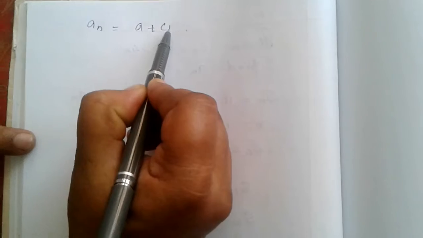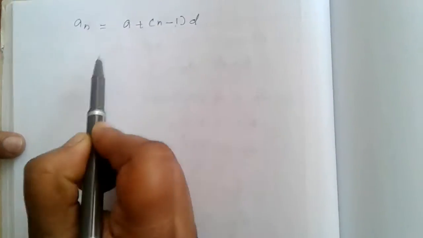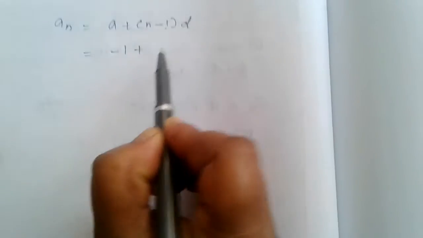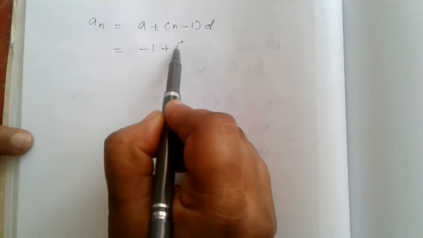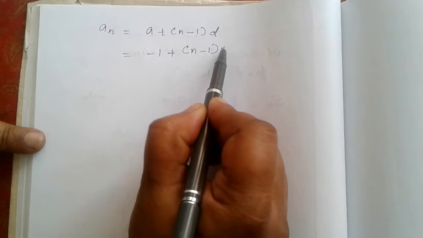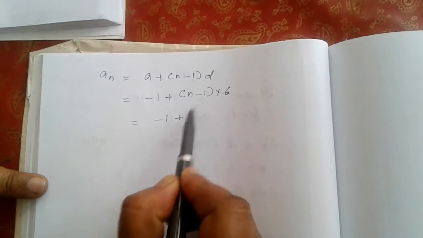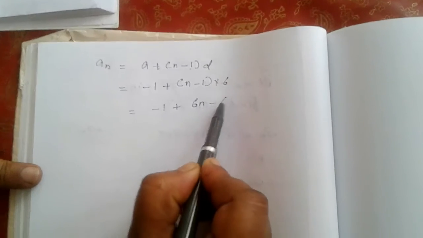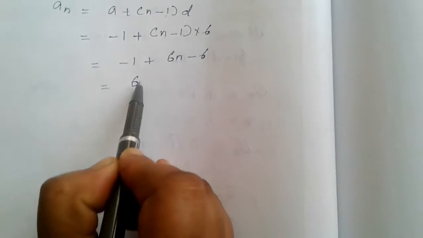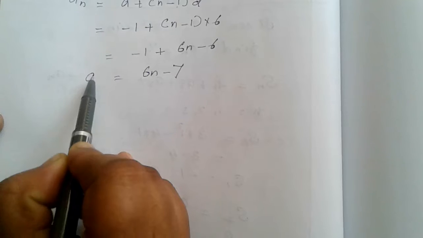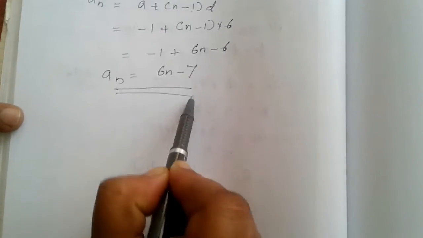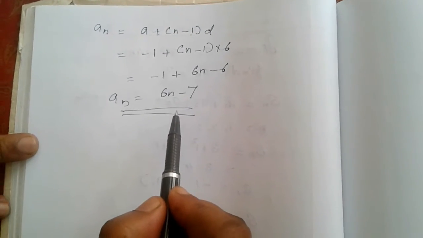Find out an. An means using the general form a plus n minus 1 into d. That is a equal to minus 1 plus n minus 1 into d, where d is 6. That is minus 1 plus 6n minus 6. That is equal to 6n minus 7. That is, the nth term equal to 6n minus 7.